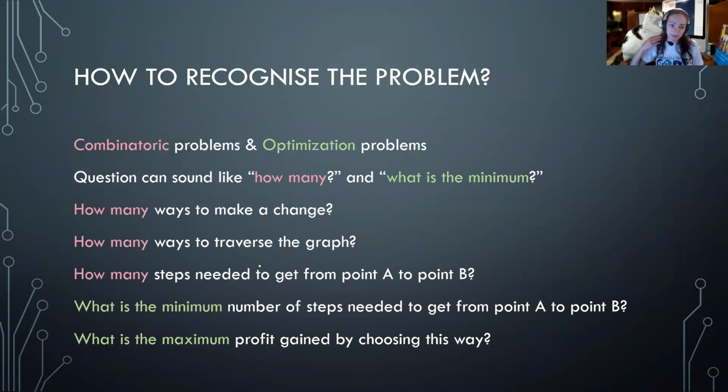How to recognize the problem? If you read the definition of the problem, you could see some patterns: it could be a combinatoric problem or it could be an optimization problem. Questions can sound like how many or what is the minimum. So how many ways to make change? How many ways to traverse a graph? How many steps are needed to get from point A to point B? And optimization problems like, what is the minimum number of steps needed to get from point A to point B? What is the maximum profit gained by choosing which way?